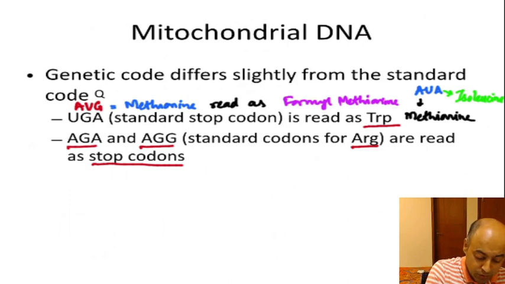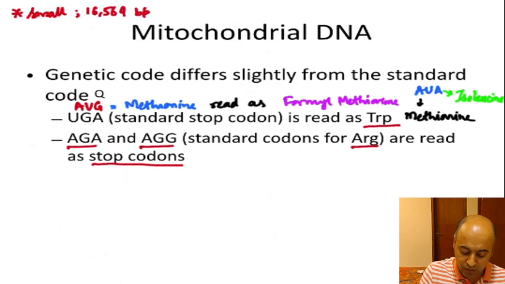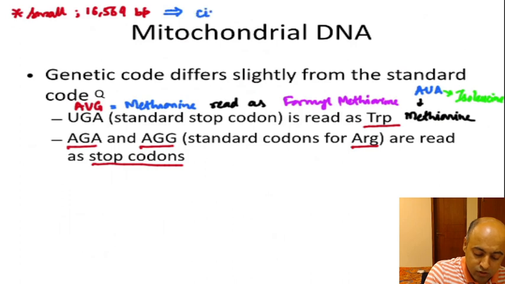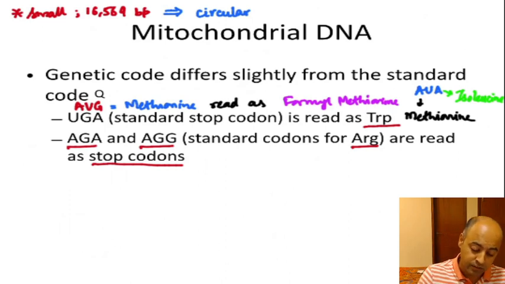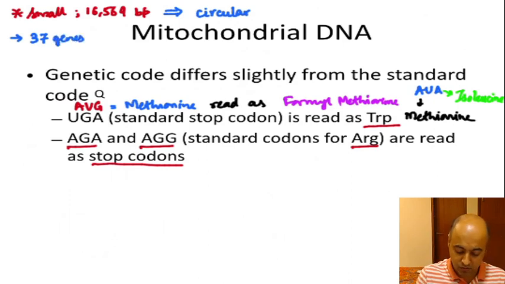In addition to this, you should remember that mitochondrial DNA is actually quite small. How small? It has only 16569 base pairs, so it is very, very small. Second thing, mitochondrial DNA is circular in arrangement, whereas nuclear DNA is linear, although both of them are double-stranded in nature. In addition, mitochondrial DNA codes for 37 genes.